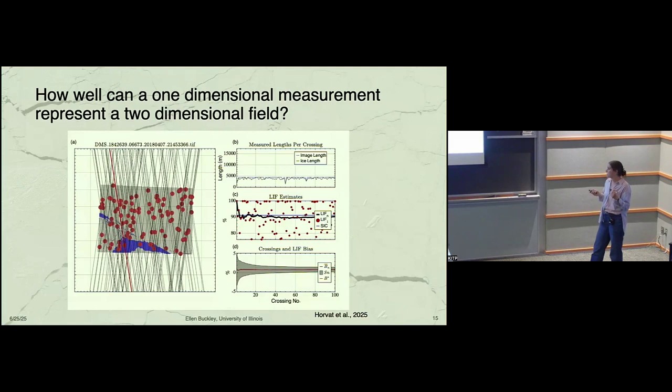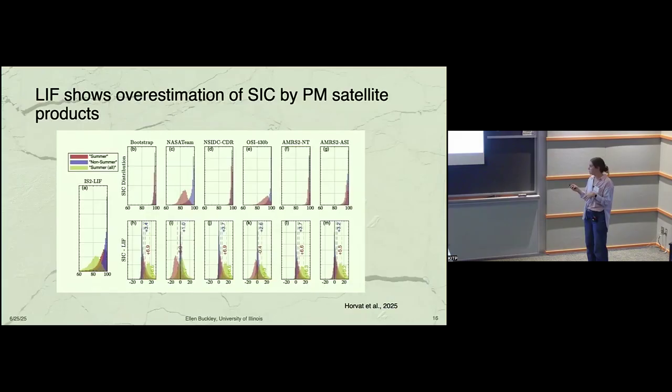move forward and create a product that for any 25-kilometer area, if there are 11 crossings in a month that are cloud-free, then we can pull out the sea ice concentration or linear ice fraction for that cell and compare with the passive microwave data. Okay, and so that's what we've done here, and we've split it up into summer and non-summer. Right now we're going to ignore the gold part.